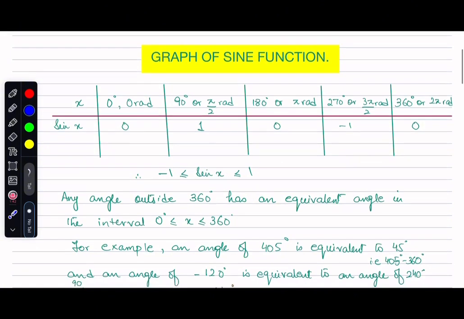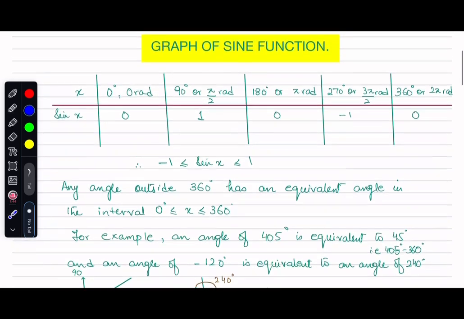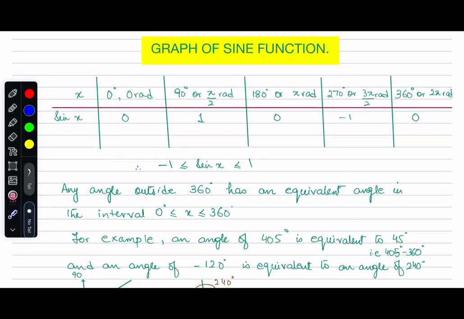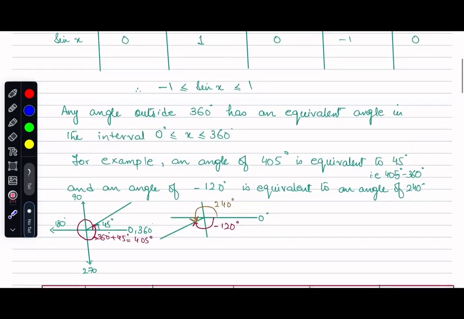So here we have come to certain conclusions. The conclusions are that any angle outside 360 degrees has an equivalent angle in the interval 0 to 360 degrees. Meaning if it's the second rotation and we have an angle of 405 degrees, then it shall be equivalent to 45 degrees, or we can say 405 minus 360 shall be equal to 45 degrees here. And an angle of negative 122 degrees.